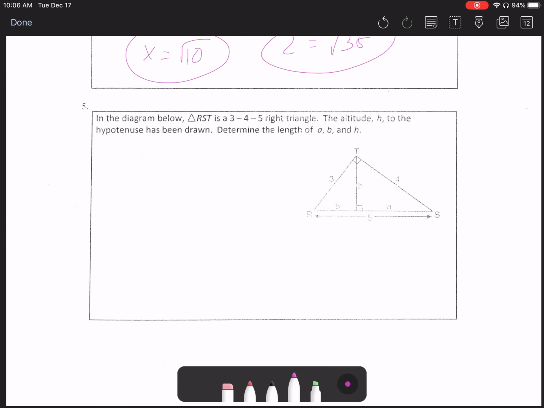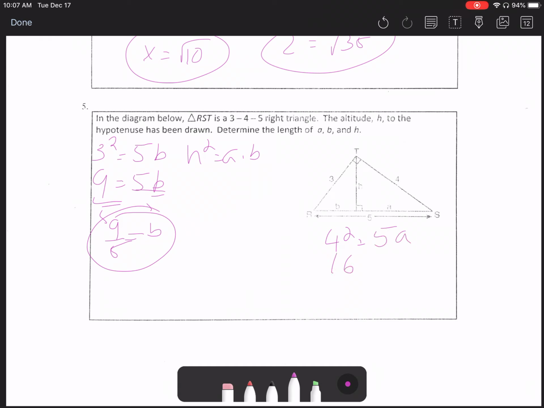Number 5, very similar. Let's see, can I do any Pythagorean theorem? No. So I know 3 squared is equal to 5 times b. So 9 is equal to 5b. Divide by 5, divide by 5. b is equal to 9/5. I know h squared equals a times b. Well, that's not going to be really helpful because I only know what b is, I don't know what a is. I also know that 4 squared is equal to 5 times a. So 16 is equal to 5a. So a is equal to 16/5.